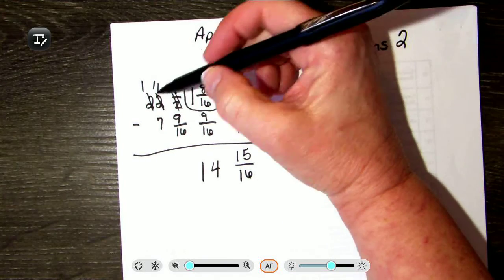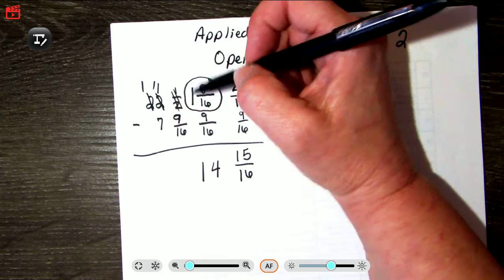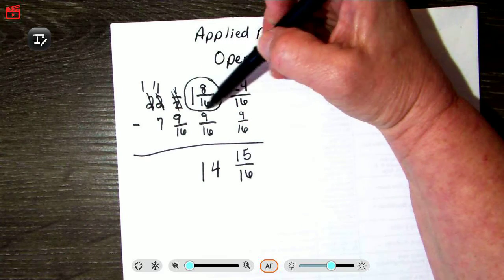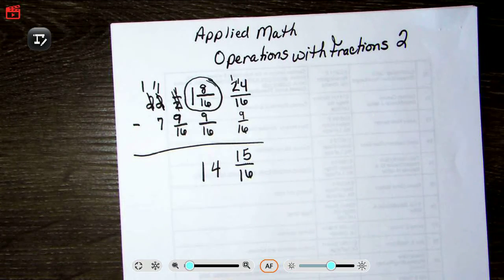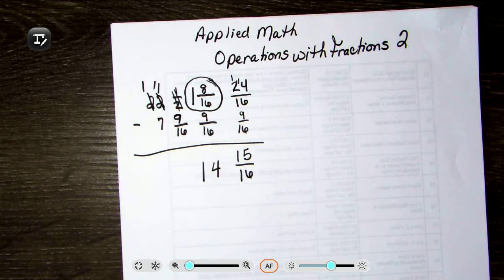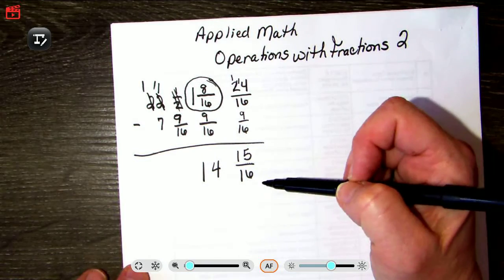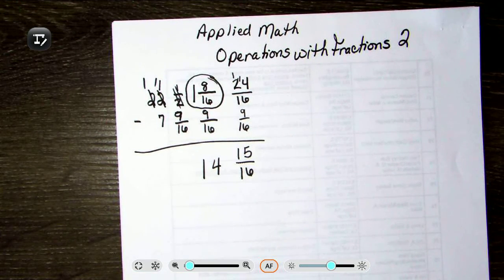The thing here to remember is when you borrow, we're not borrowing 10, we're borrowing a whole, but we want to make that whole combine with that 8/16. So we need to put it in the right form and turn that into 24/16. So write that as an improper fraction. Hopefully that helps. I know that there are more videos on this topic in that extra video folder.